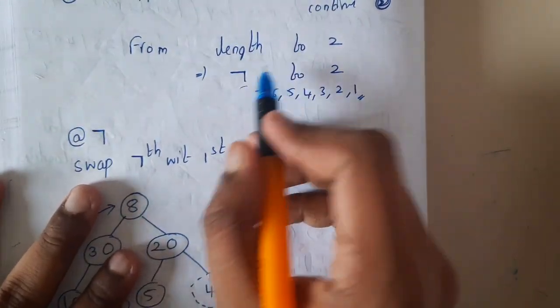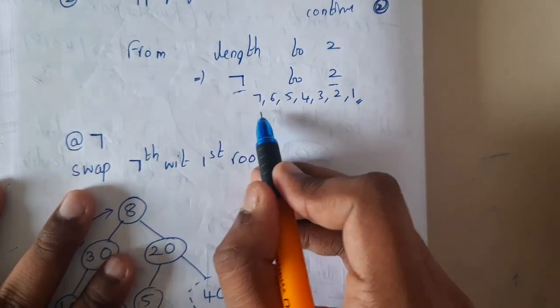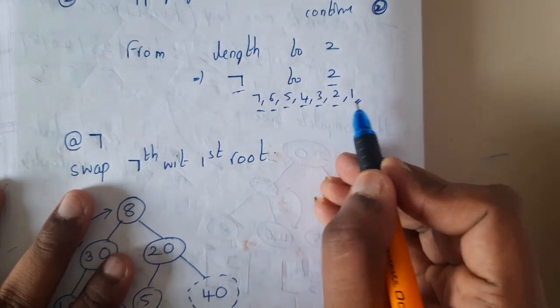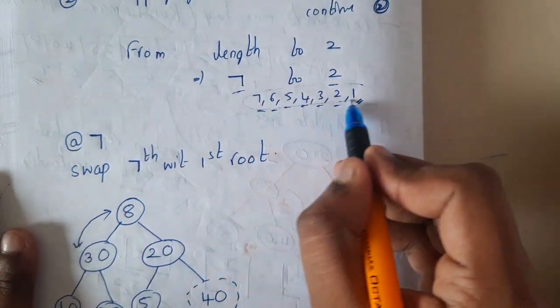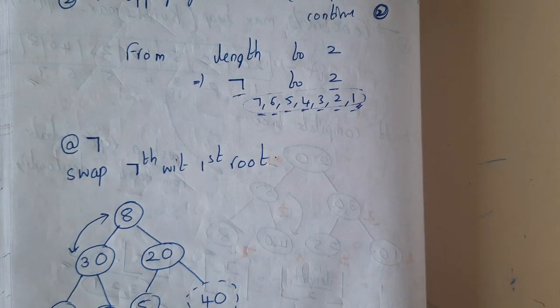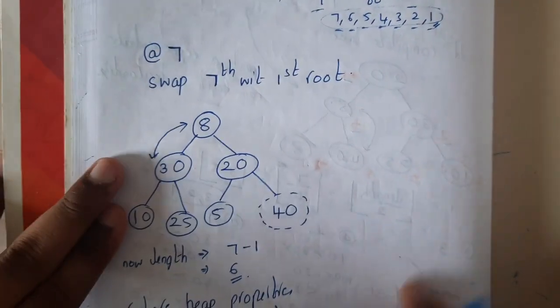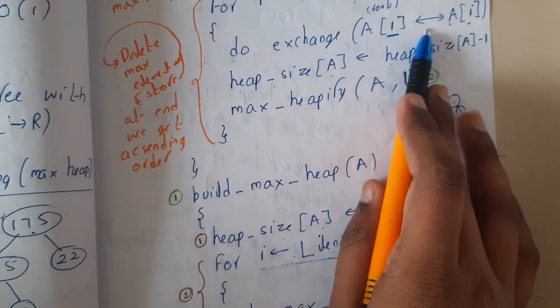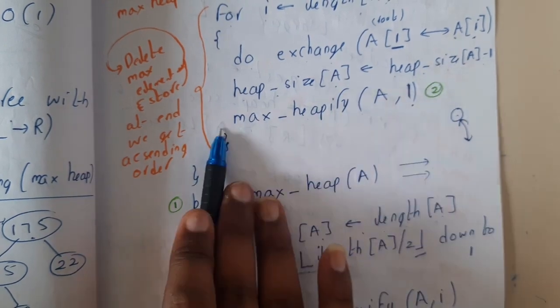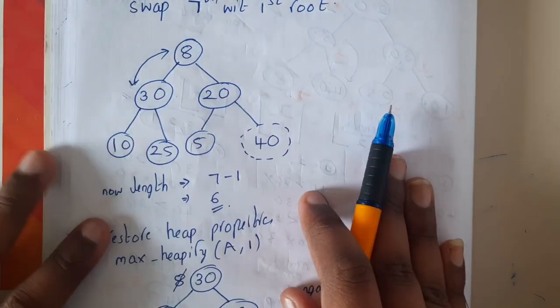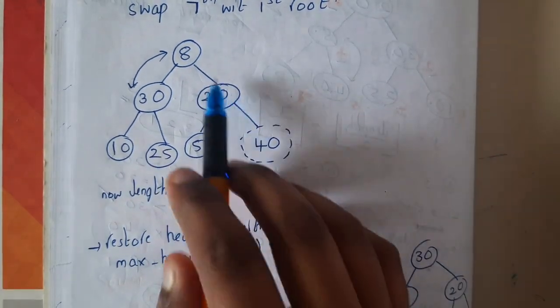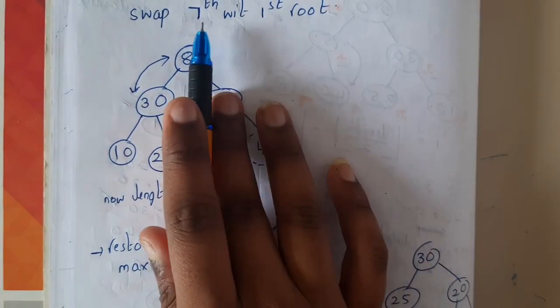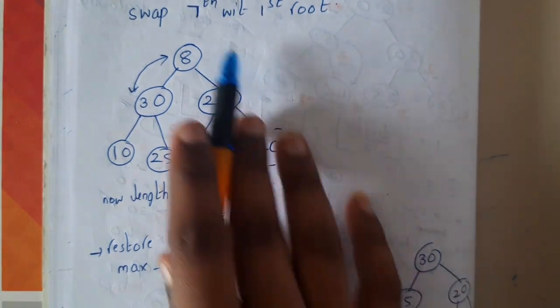Okay, so let us continue. From 7 to 2: 7, 6, 5, 4, 3, 2, 1. There are totally 7 operations that you should do. I have written them one after the other so that it will be 100% clear for you. If you recall the steps, we'll be exchanging, deleting the last element, and heapifying again. I'll not repeat the algorithm backward, I'll just explain it here. Firstly you will swap the 7th element with the first element.